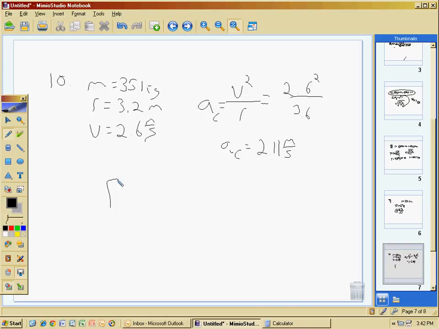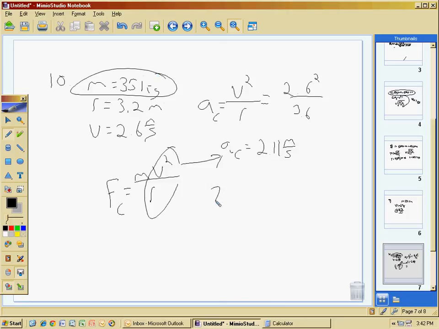Now, to find force, it's the exact same thing. Force centripetal equals mass times v squared over r. Well, hey, guess what? This v squared over r is exactly what we found there. So just take your answer and multiply it by the 35 kilograms, that's their mass. And that gives you 73.94 newtons.